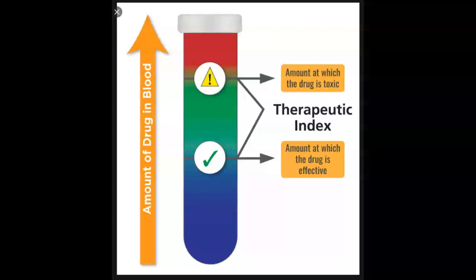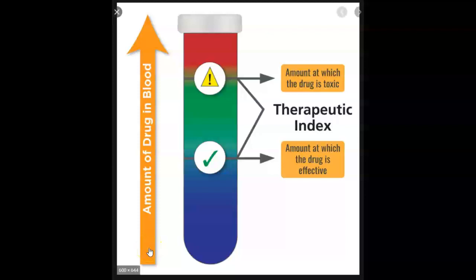Medications with a high therapeutic index, sometimes called a wide therapeutic index, have a wide safety margin. Therefore, there is no need for routine blood medication level monitoring. Medication with a low or narrow therapeutic index require close monitoring of the medication levels.